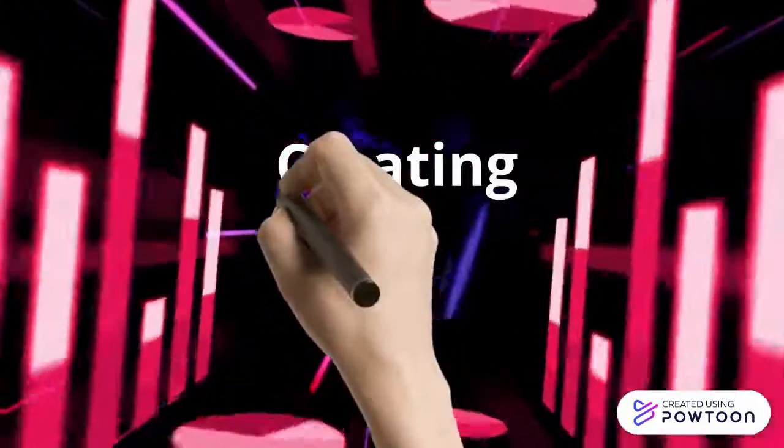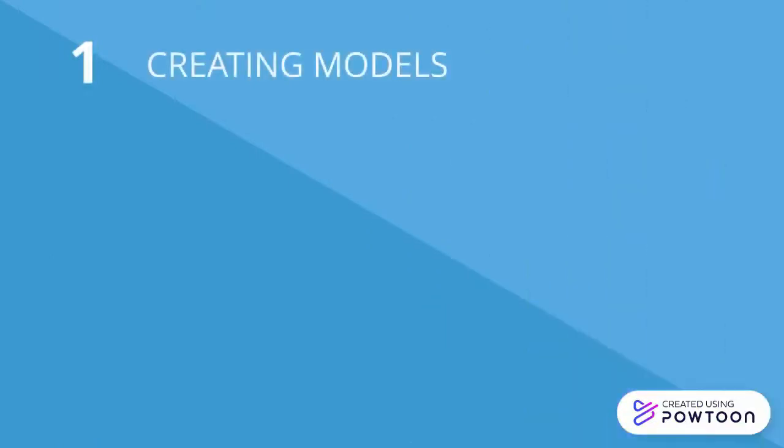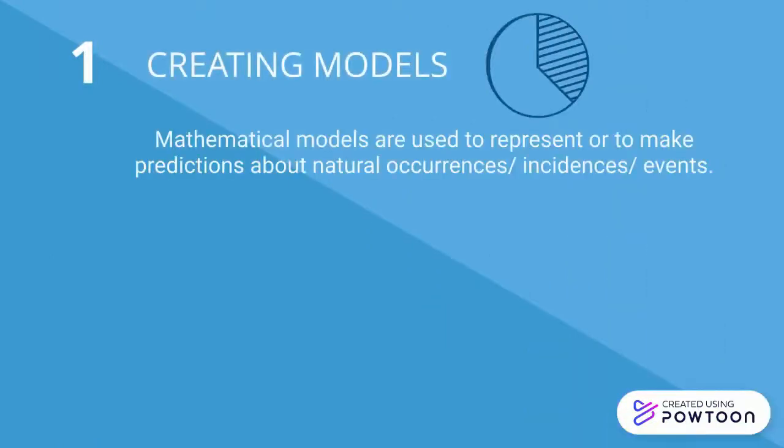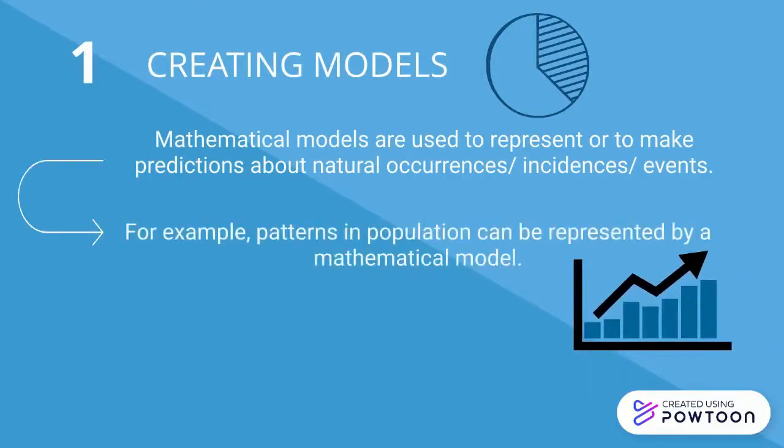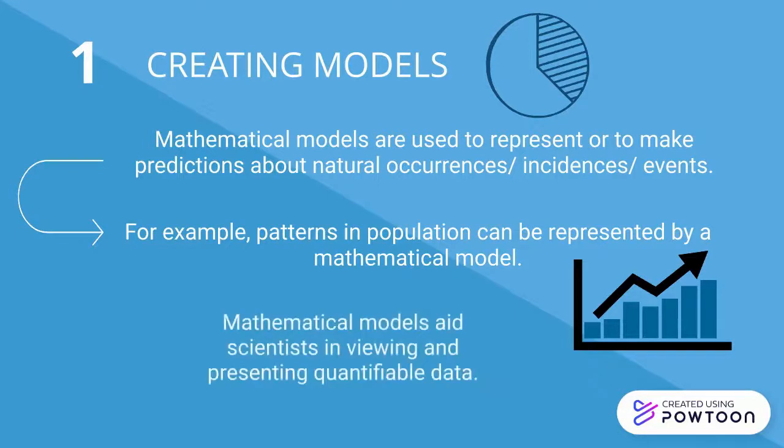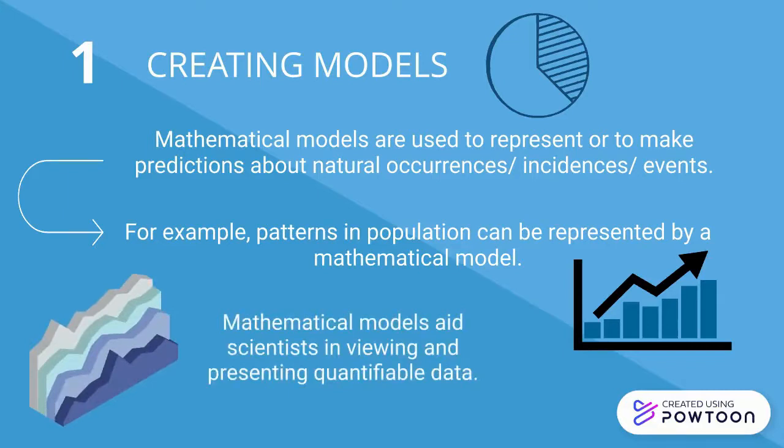The first is creating models. Mathematical models are used to represent or to make predictions about natural occurrences, incidences, or events. For example, patterns in population can be represented by a mathematical model. Mathematical models aid scientists in viewing and presenting quantifiable data.